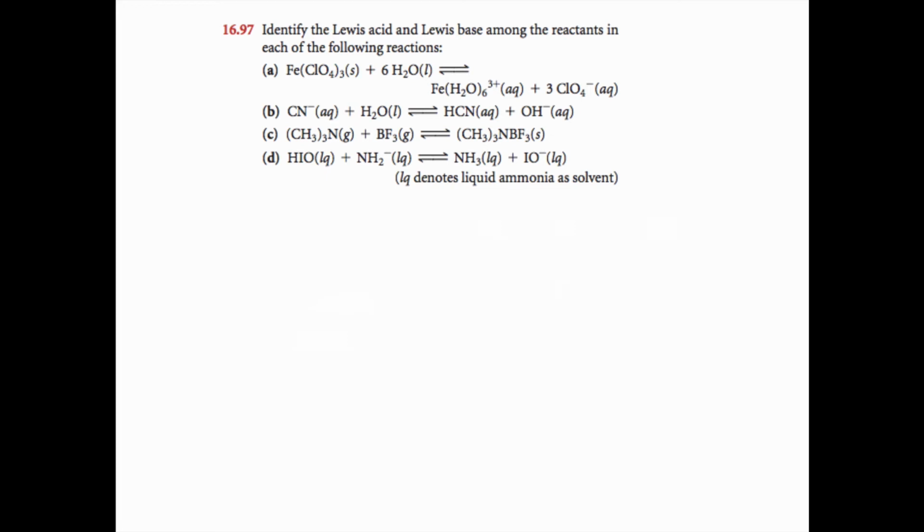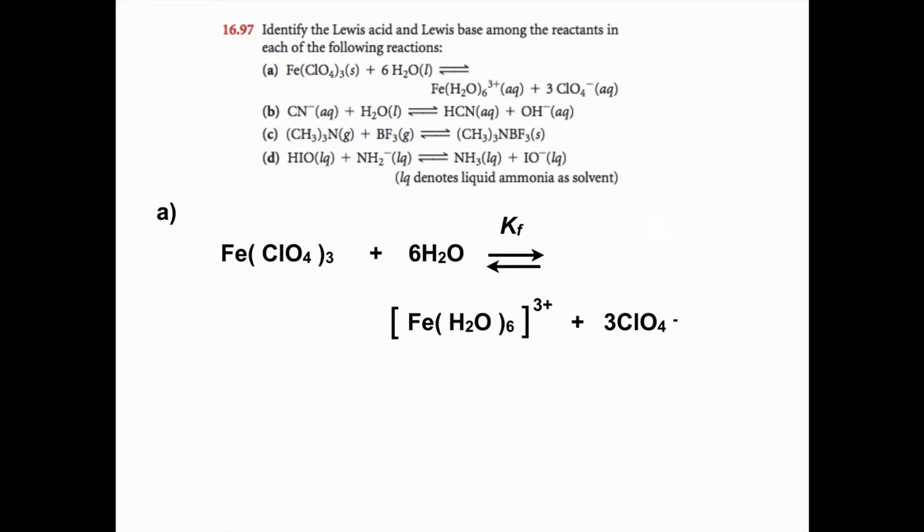So identify the Lewis acid and base amongst the reactants in the following reactions. All right, so a classic with Lewis acid-base chemistry is complex ion formation. So if we get rid of the spectator ion here, what is the spectator here? Well, I guess we don't have potassium chloride, so there isn't a spectator. So what I have is the waters complexing with the iron 3.